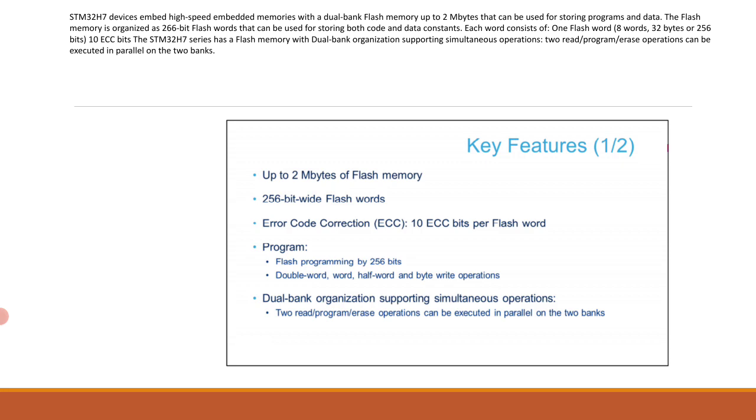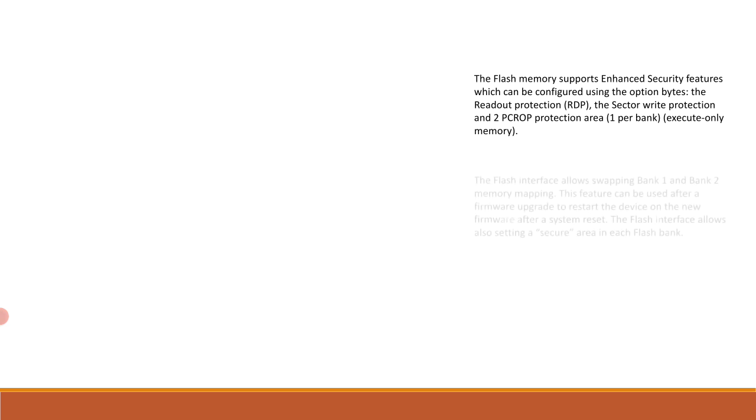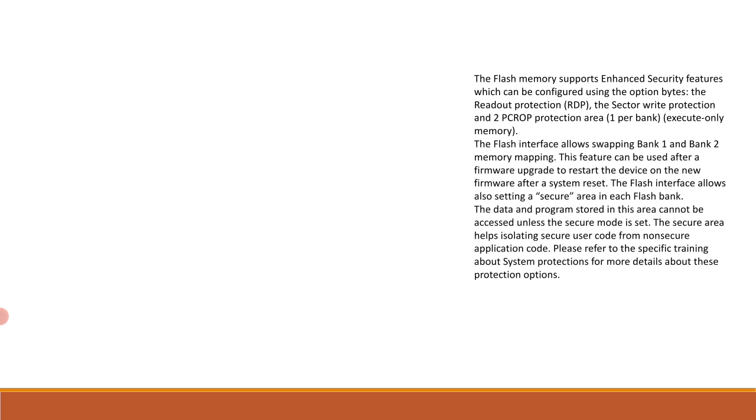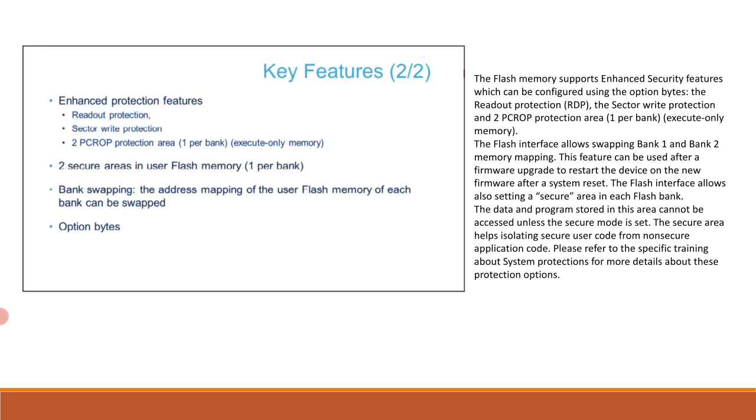Further in the key features, the flash memory supports enhanced security features which can be configured using the option bytes: the readout protection RDP, the sector write protection, and 2 PCROP areas, one per bank, which is execute-only memory. The flash interface allows swapping bank 1 and bank 2 memory mapping. This feature can be used after a firmware upgrade to restart the device on the new firmware after a system reset.